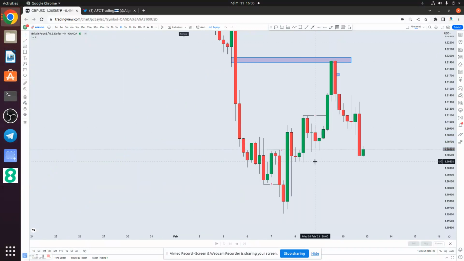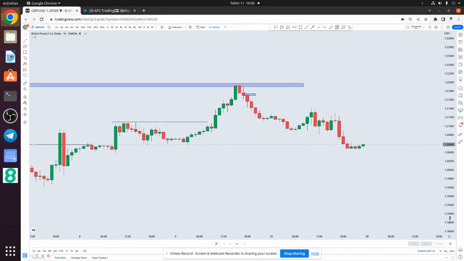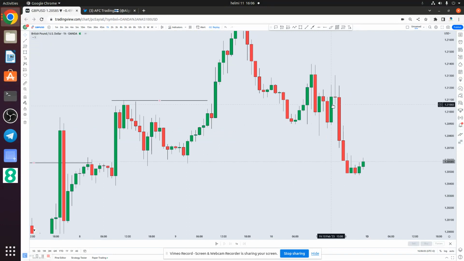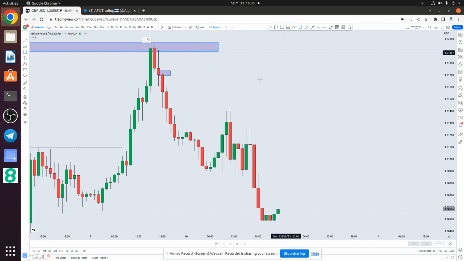Okay, to be honest, I thought price was gonna go back up because we had broken this structure. But then on H1, when New York session opened, I realized that price had created a bearish order block.